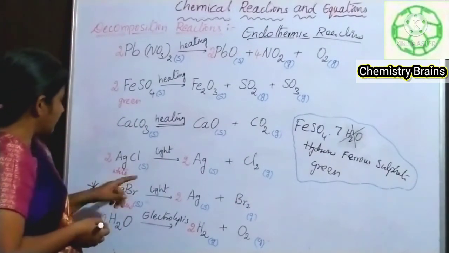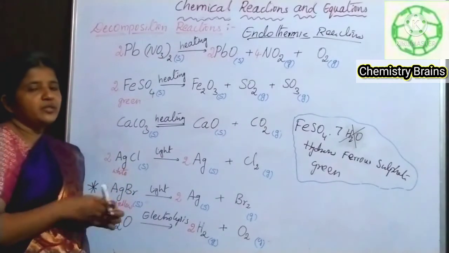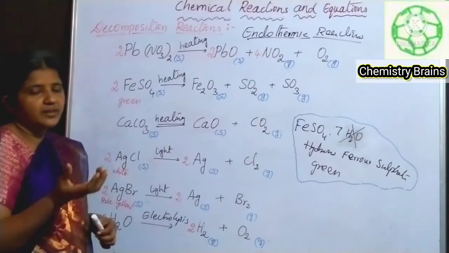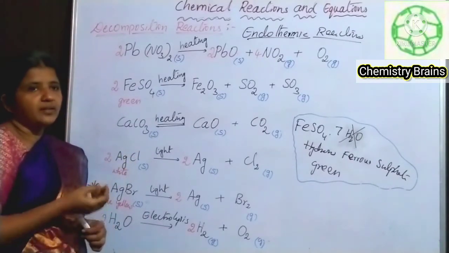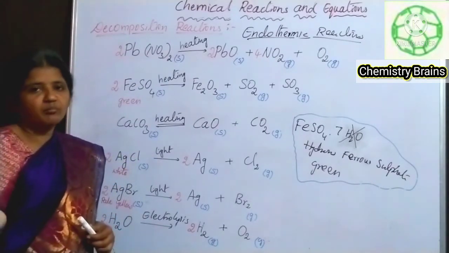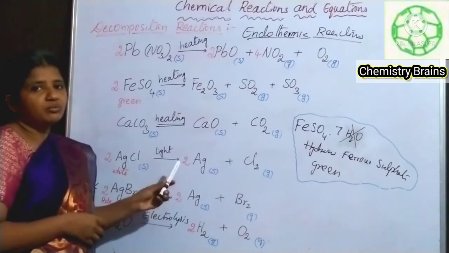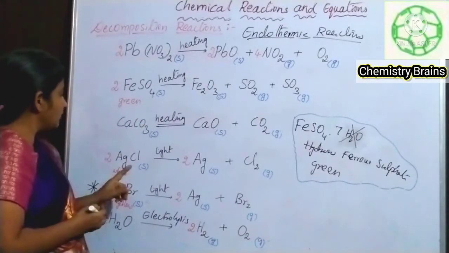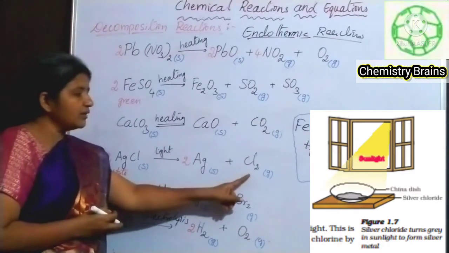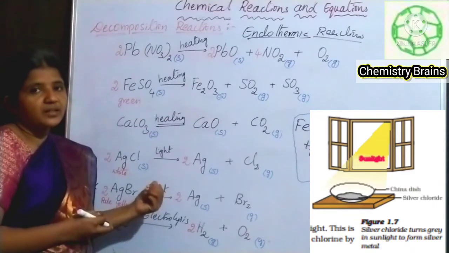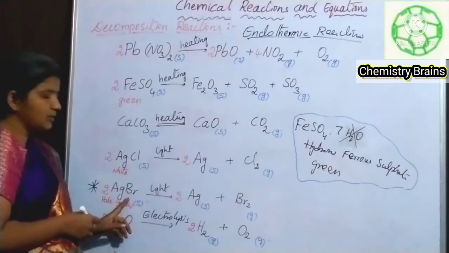Next, look at this reaction, silver chloride. Silver chloride is white in color. If you take some amount of silver chloride in a china dish and expose it to sunlight for some time, what will happen? The white color will change to grey color. In the presence of sunlight, silver chloride decomposes to silver and chlorine. Due to this decomposition, the color changes from white to grey. Now, next look at this.